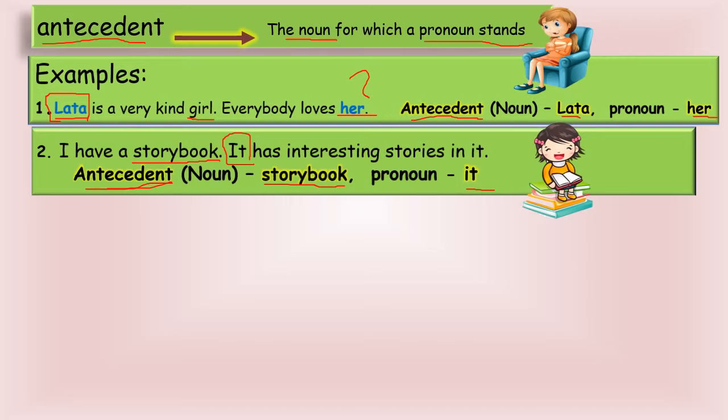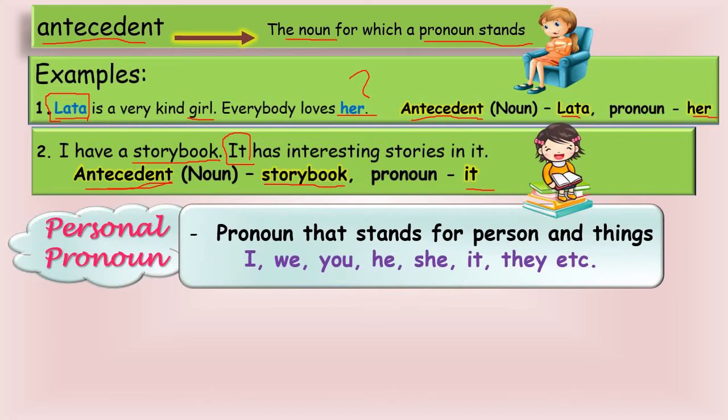Now children, let's discuss all the pronouns one by one. Let's start with personal pronouns. So what are personal pronouns? Personal pronouns are the pronouns that stand for persons and things, without naming them.